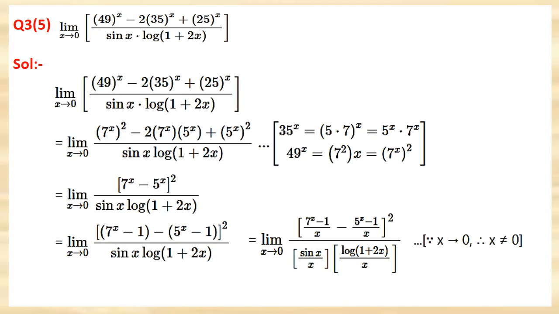Question number 3, fifth one. Limit x tends to 0, (49 raised to x minus 2 into 35 raised to x plus 25 raised to x) divided by (sin x into log(1 plus 2x)).